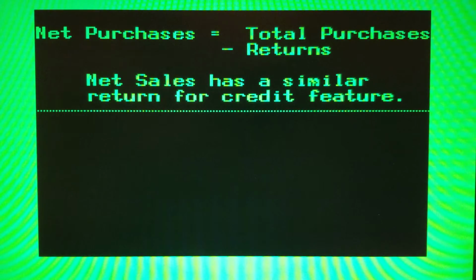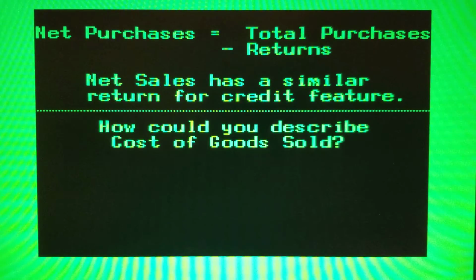Also, purchases in the cost of goods sold equation means net purchases, that is, total purchases minus goods which are returned to suppliers for some reason, whether they were received during the period or earlier. You'll find later that net sales has a similar return for credit feature. How could you describe cost of goods sold?